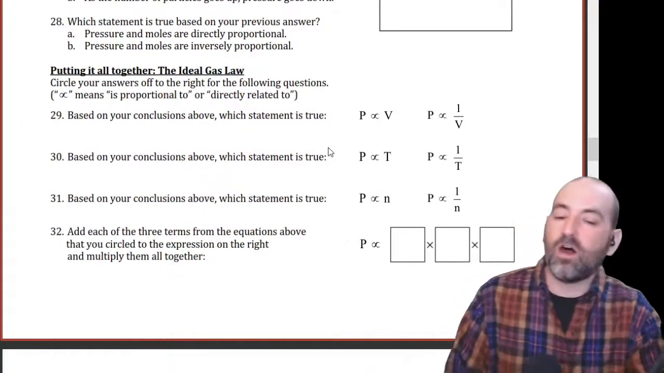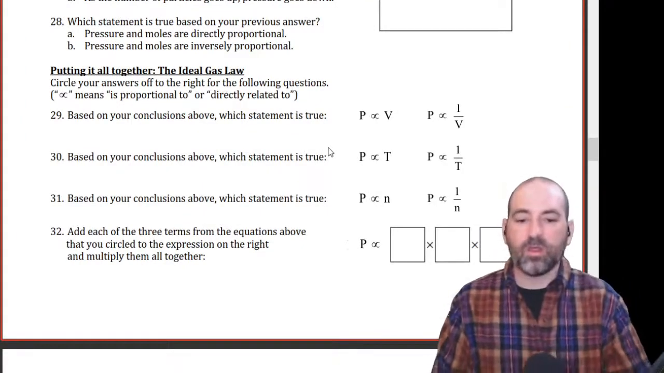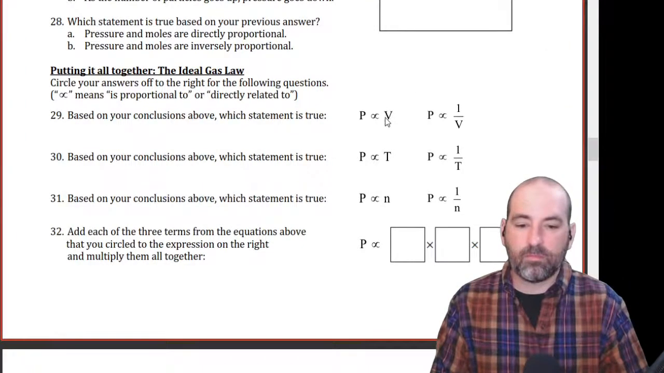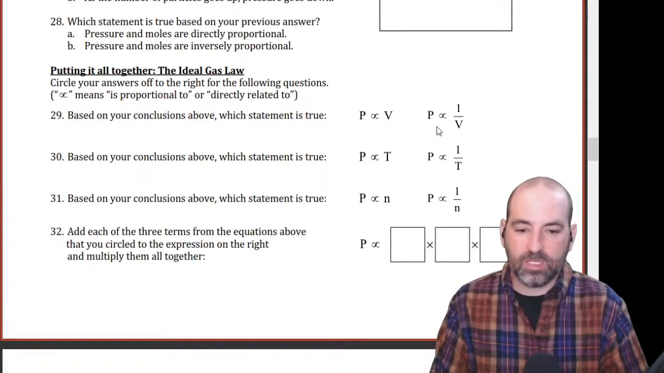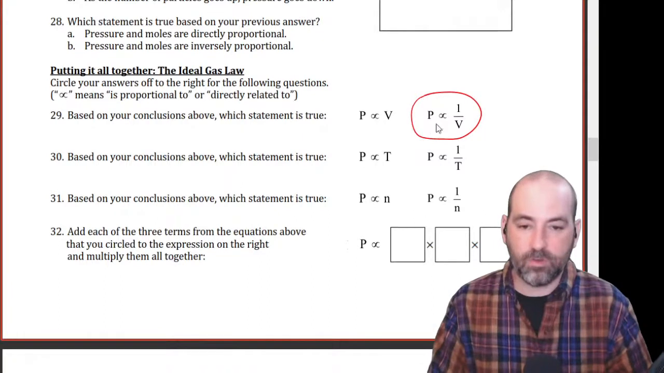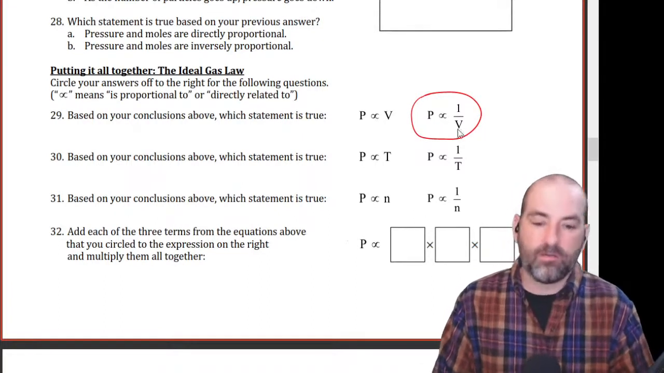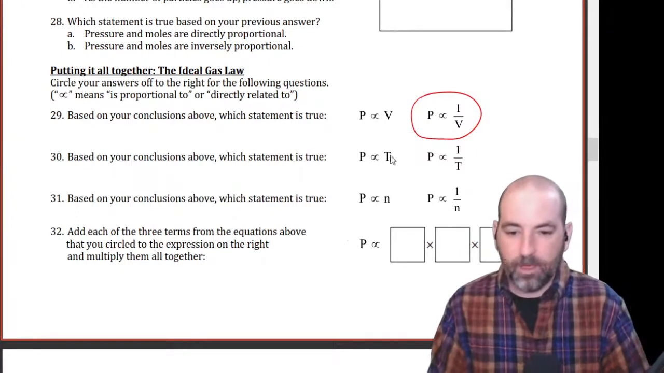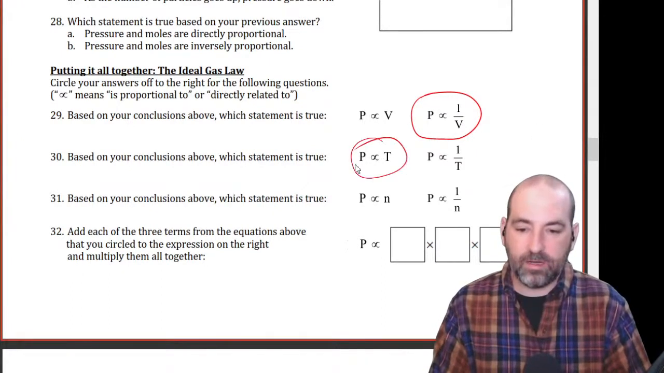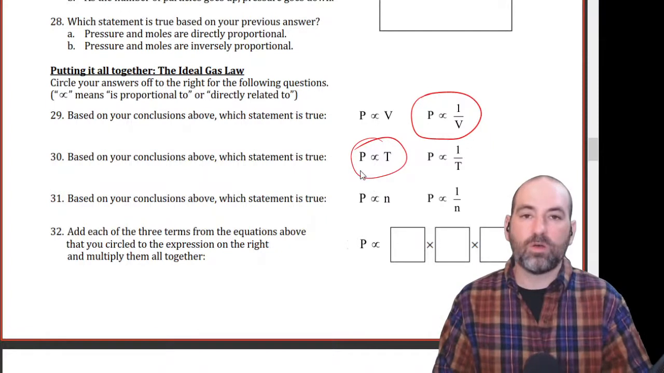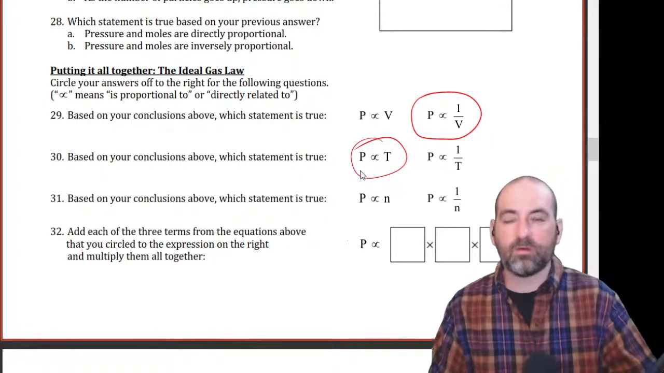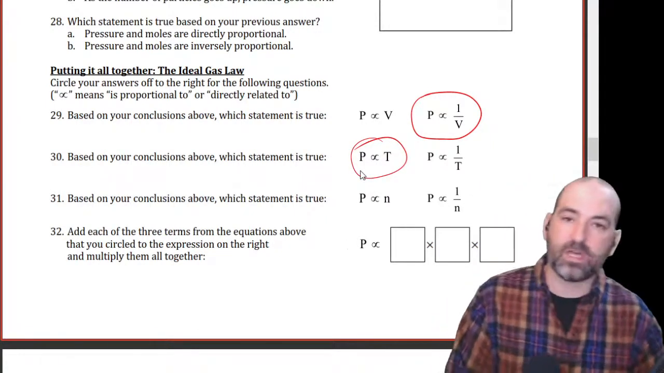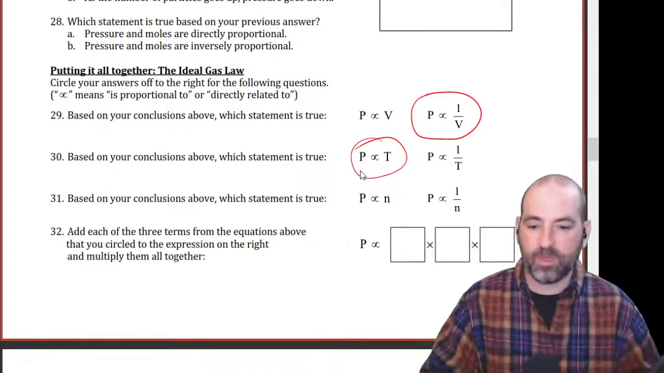All right, so now if we think of all three of those things, we learned that pressure is proportional to the opposite of, or to the inverse of volume. They're inversely proportional. So when pressure goes up, volume goes down. When pressure goes down, volume goes up. Pressure and temperature are directly related. So when pressure goes up, temperature goes up, or temperature goes up, pressure goes up, temperature goes down, pressure goes down. They go the same direction.